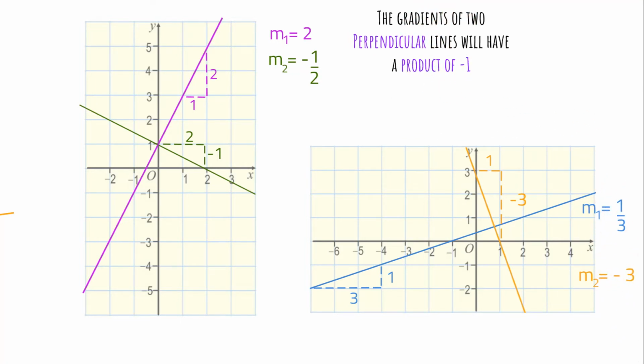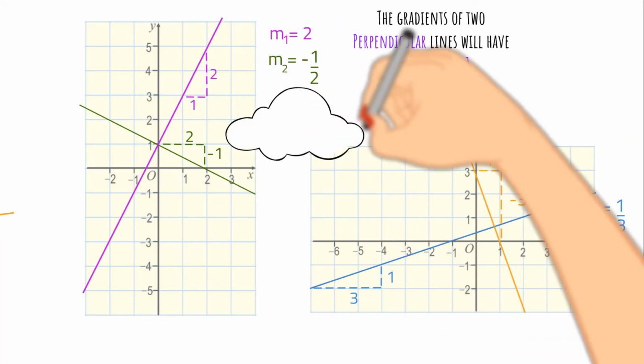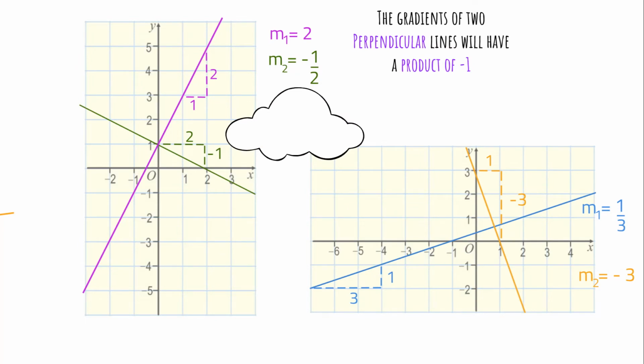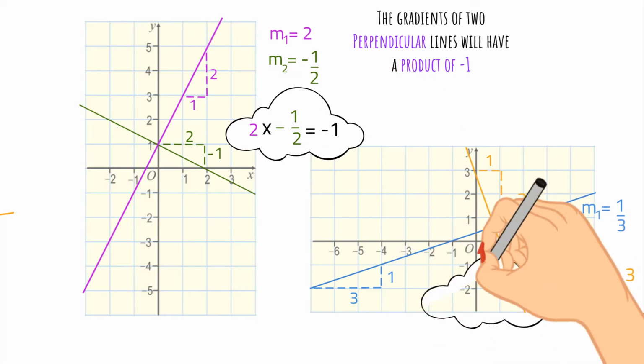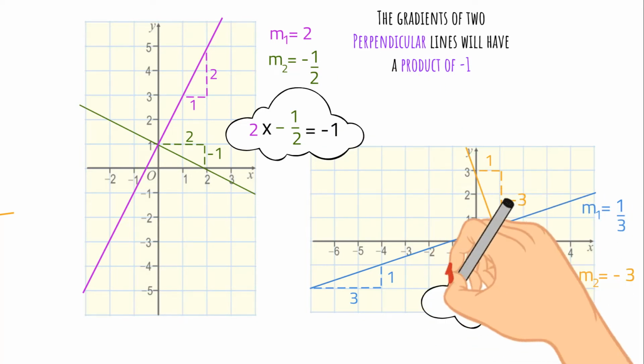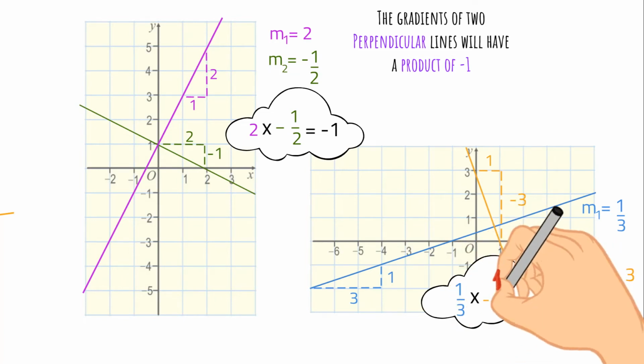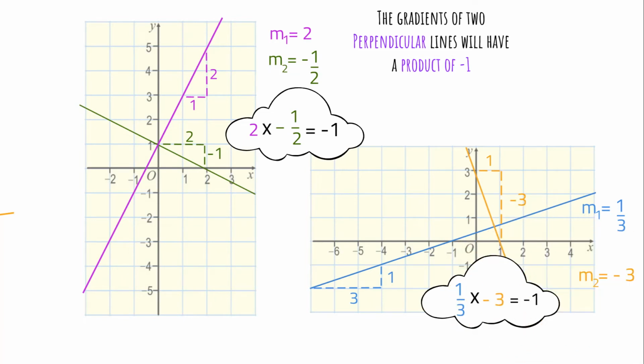Okay, so I realise that isn't too obvious. But let's have a look at our first gradients of our two perpendicular lines and multiply them together. Well, 2 times minus 1/2 is equal to minus 1. And let's do the same thing with our other pair of perpendicular lines. I have 1/3 times minus 3, and I get minus 1. So if I have two perpendicular gradients, they will always multiply together to make minus 1.